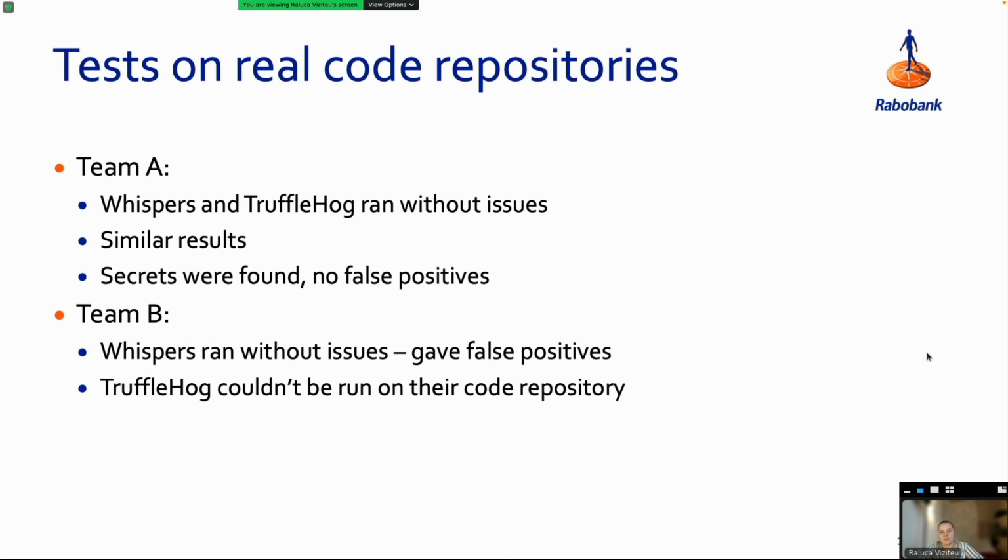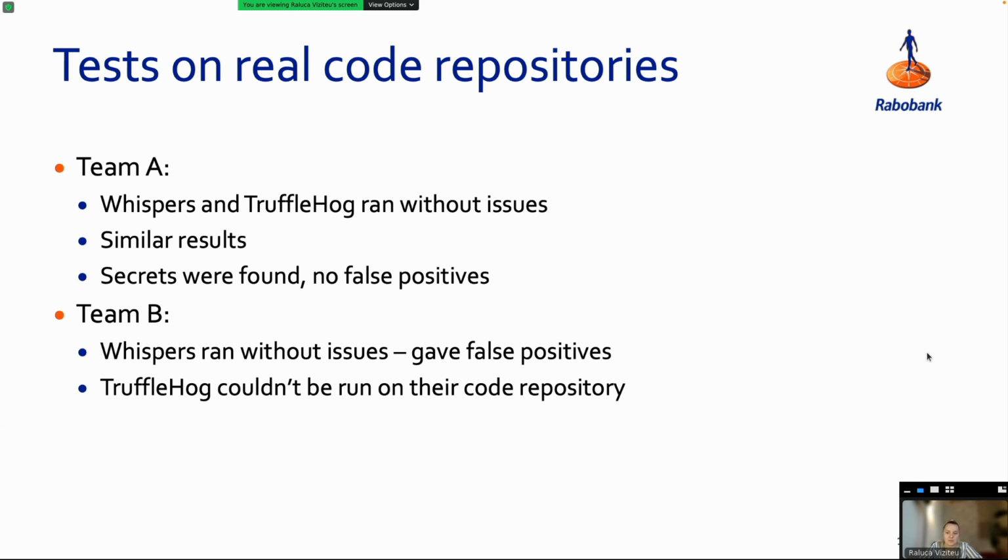After shortlisting the top 3 tools, I wanted to test them on real code repositories, and 2 development teams within Rabobank offered to help me test the performance of the tools on their code repositories. SpectralOps couldn't be tested because it requires a key in order to be used, and I was the only one who got one for testing purposes. For Team A, Whispers and Trufflehog ran without issues using the commands I provided. Both tools gave similar results. Some secrets were found, and none of the tools gave any false positives.